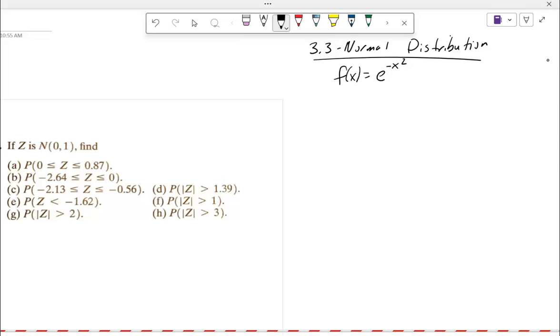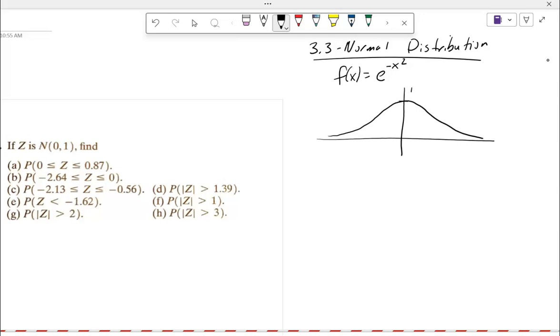Whether x goes to positive infinity or x goes to negative infinity, your exponent here is going to go to negative infinity. So this is going to go to 0 at both your tails, both on the left and the right. And the highest this ever gets would be a 1. Now this is going to get adjusted later on for other normal distributions. But it's also symmetric about the y-axis. It's got a high point on the y-axis.